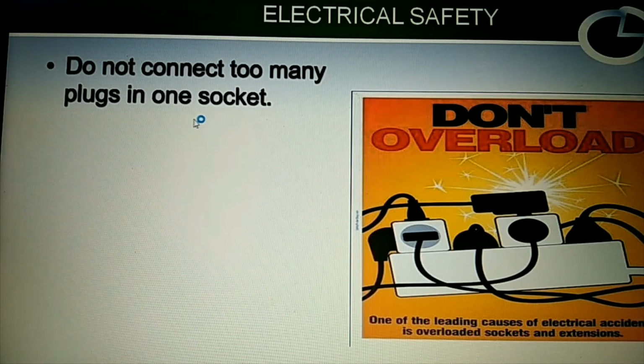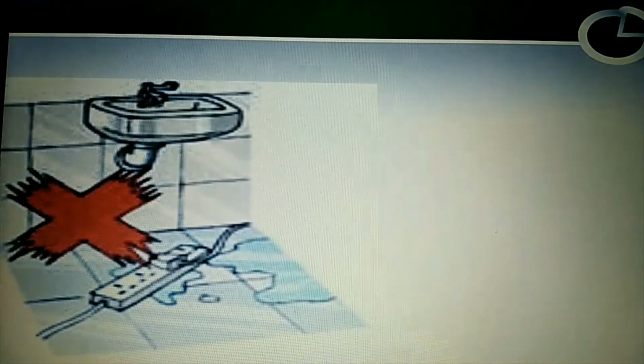The next thing is, do not connect too many plugs in one socket. Don't overload. Okay, this can cause electrical accidents. Don't connect too many plugs all in one socket. This is very wrong. Okay, and also, we already said that, don't ever put your extension, your electrical appliances near water. Okay, this is also very wrong.